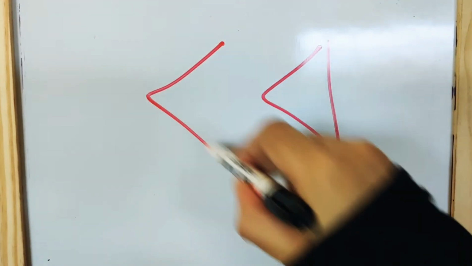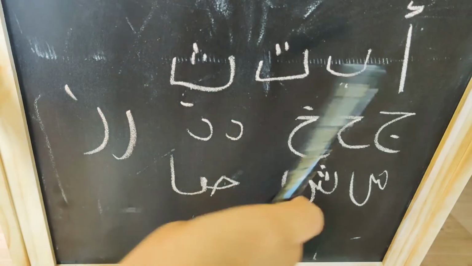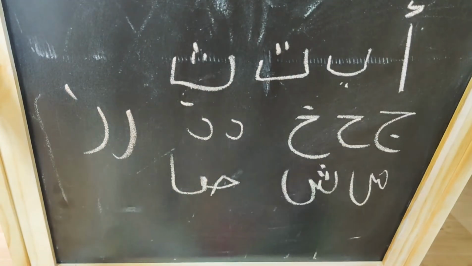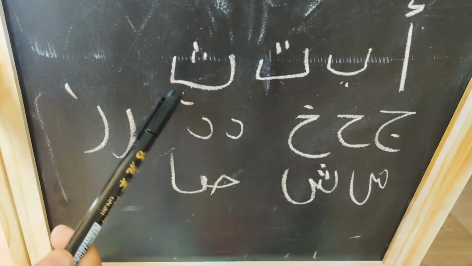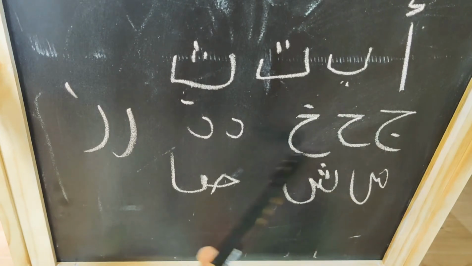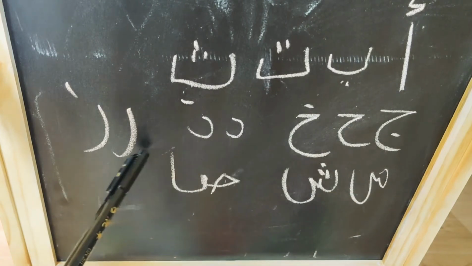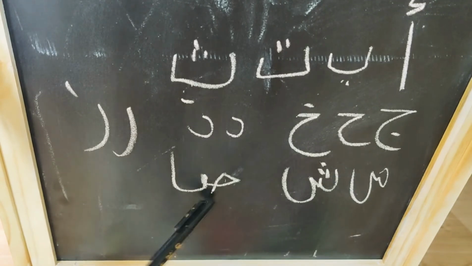Ahlan wa sahlan. Okay, in the previous lesson we studied these letters: Hamza. We also studied the letters Ba, Ta, Tha, Jim, Ha, Kha, Dal, Dhal, Ra, Zay, Sin, Shin, and Sad.